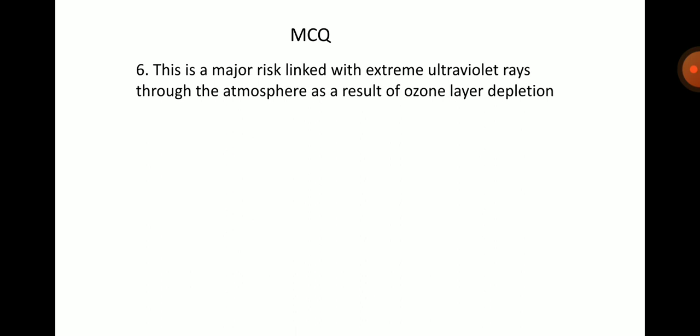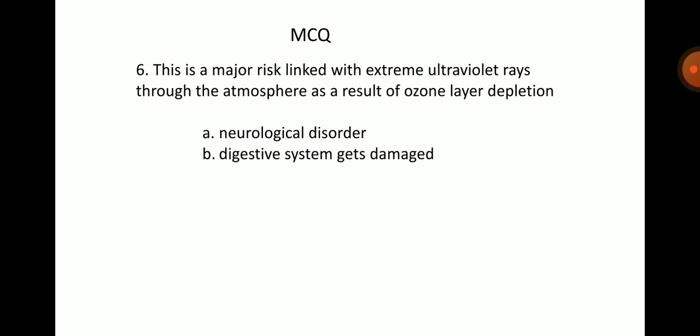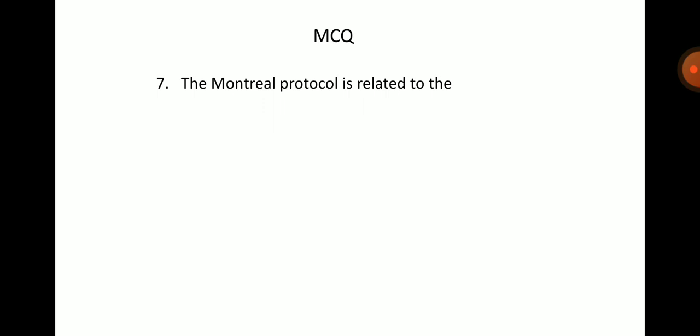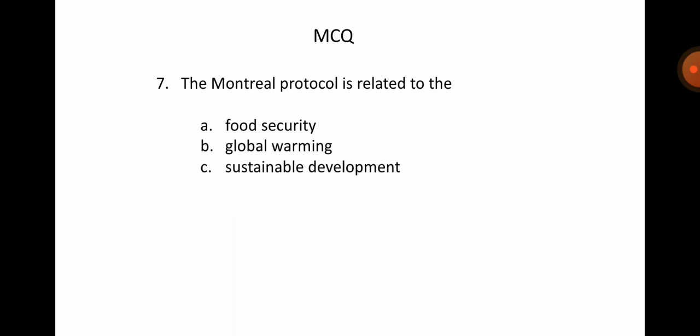Next question, this is a major risk linked with extreme UV rays through the atmosphere as a result of ozone layer depletion. So, options are A. neurological disorder, B. digestive system gets damaged, C. increased liver cancer, and D. increased skin cancer. The option is increased skin cancer, that is option D. The Montreal Protocol is related to dash. Here options are food security, global warming, sustainable development, and the ozone layer depletion. So, answer is option D.